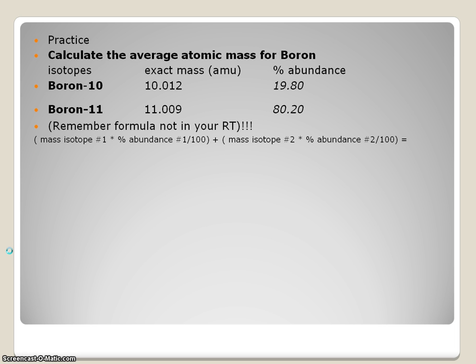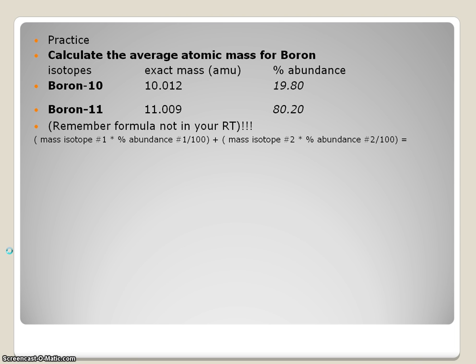Okay, I want you to do this one. So, this is going to be practice. Calculating the average atomic mass for boron. So, you've got 2 isotopes here, boron 10 and boron 11. Okay, the exact mass for boron 10 is 10.012, and the percent abundance is 19.80. Boron 11 is 11.009, and the percent abundance is 80.20. Okay, now this formula is not in your reference table, so you've got to memorize how to do this.